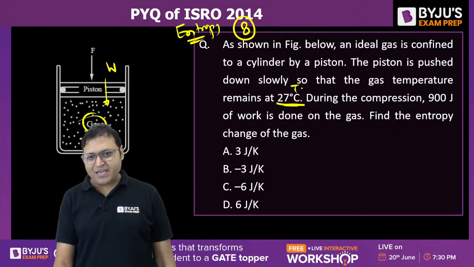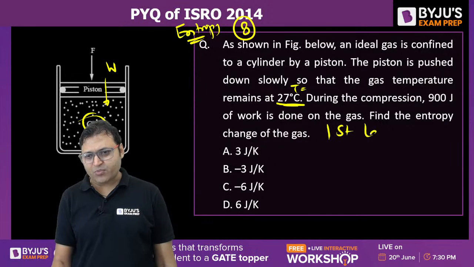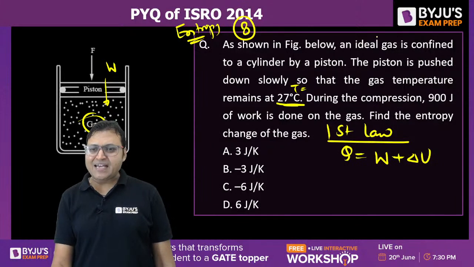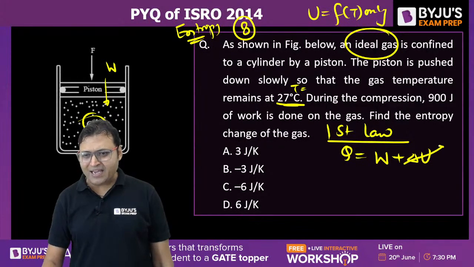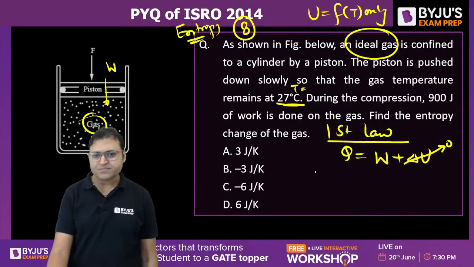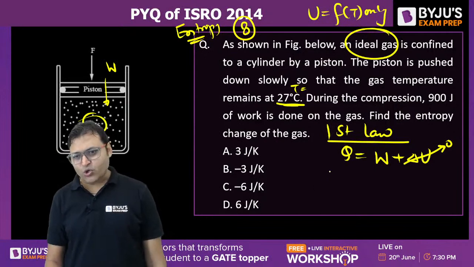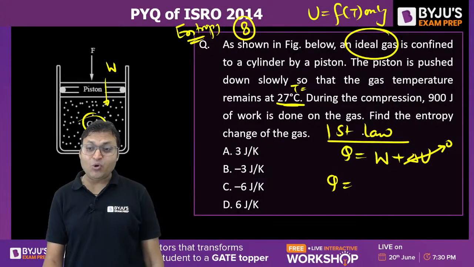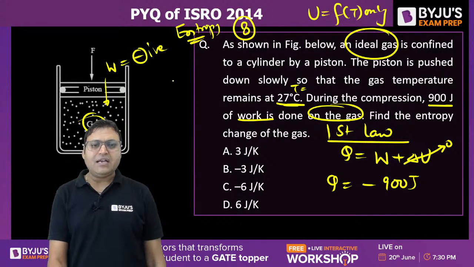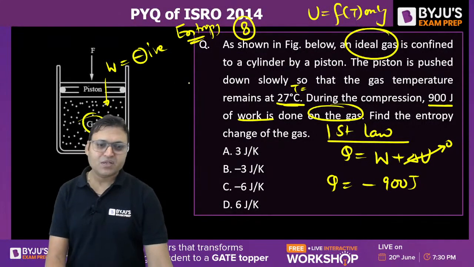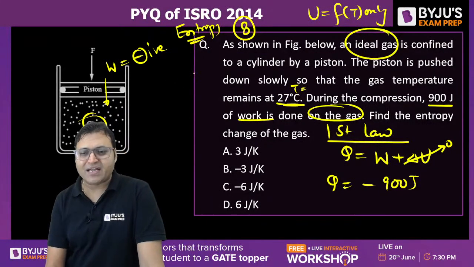So we can say the temperature is constant. According to the first law of thermodynamics, can we say Q is equal to W plus delta U? Because it is an ideal gas, U is a function of temperature only. So do you agree delta U is equal to zero? Delta U is equal to zero. So Q is equal to W. And what is W? Isn't it minus 900 joule? Do you agree W is the work done on the gas? So W is negative. Work done on the system is negative, and work done by the system is positive.